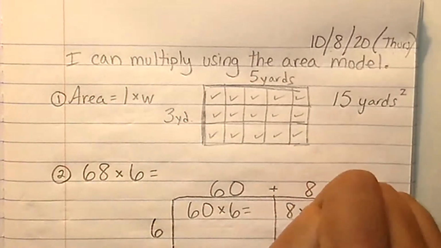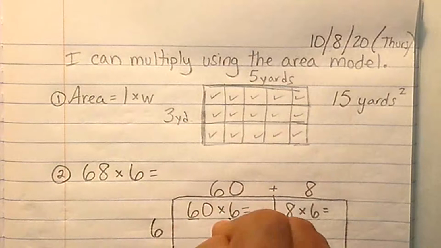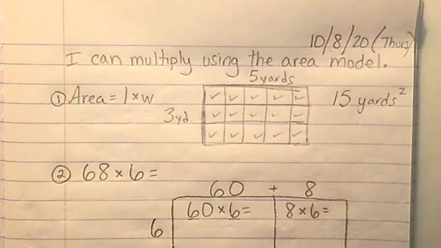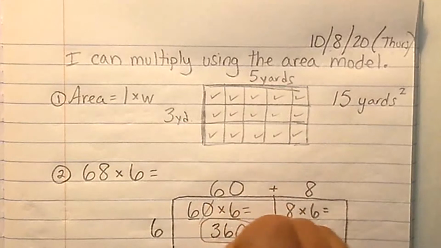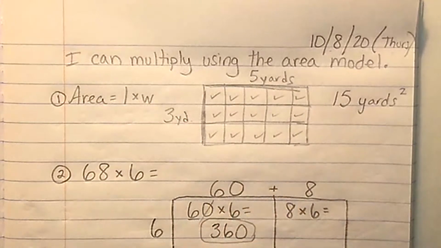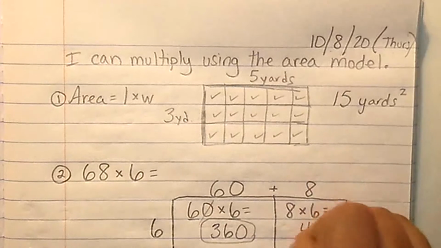8 times 6. Now it's important you're practicing your extra math because we have to know our math facts in order for us to be able to figure these out. What is 6 times 6? 36. And then we make it 10 times bigger, 360. That's part of our answer, but now I have to do the same thing over here. This is a tricky one. What's 8 times 6? 48.